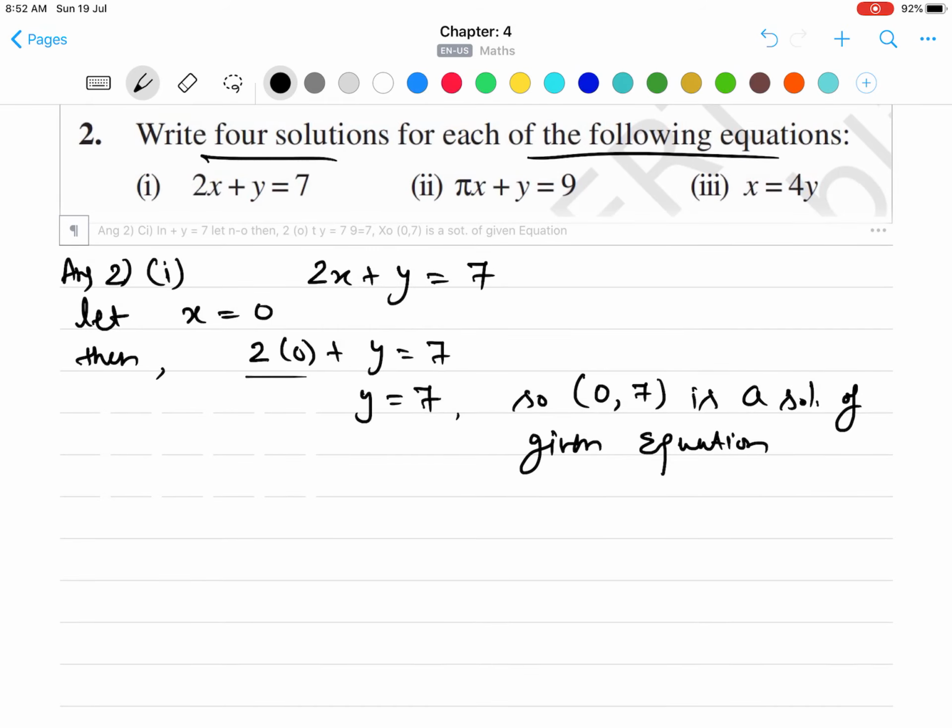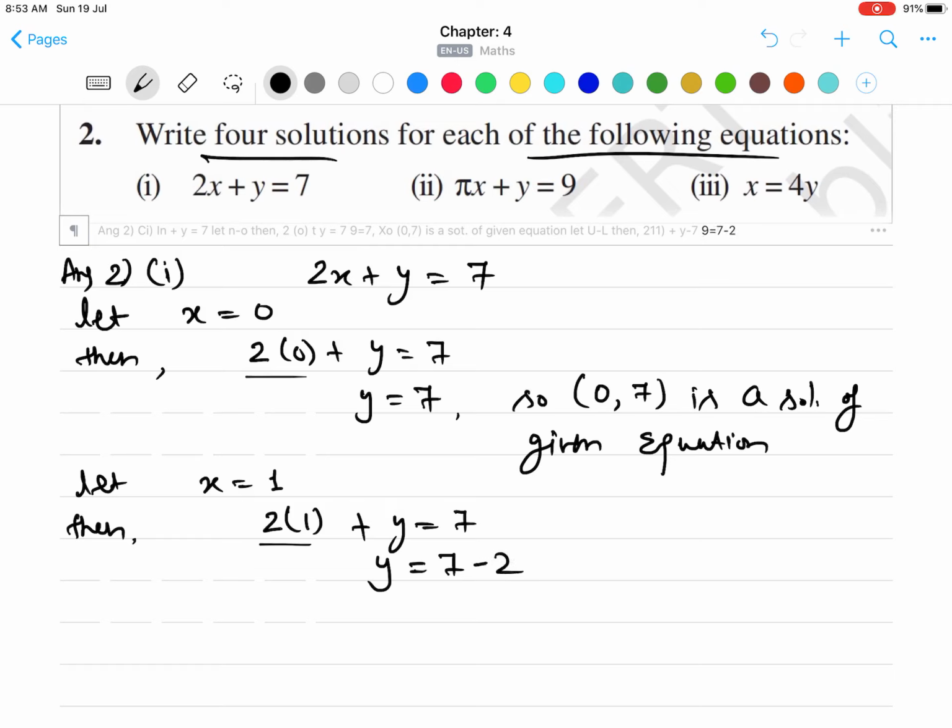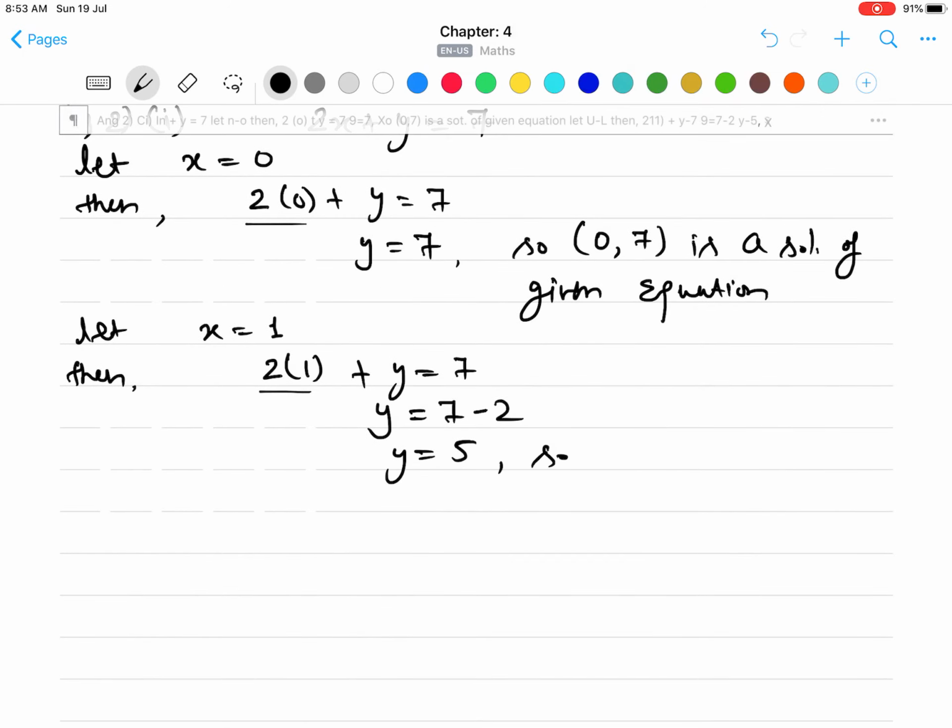Let's take another value for x. Let x equal 1 now. Then the equation will become, in place of x this time we'll write 1 plus y equal to 7. So we'll remain with y here, and the 7, this 2 into 1 will be 2, and we'll shift it to the right hand side, it will be minus 2. So we'll remain with y equals 5. So x is 1 and y is 5 is another solution of given equation.